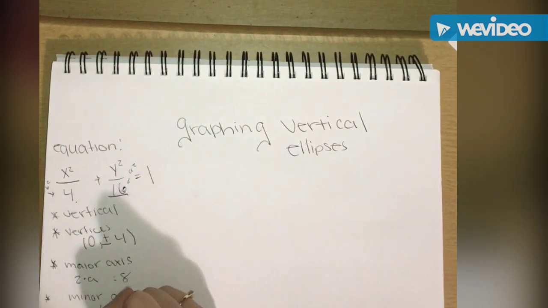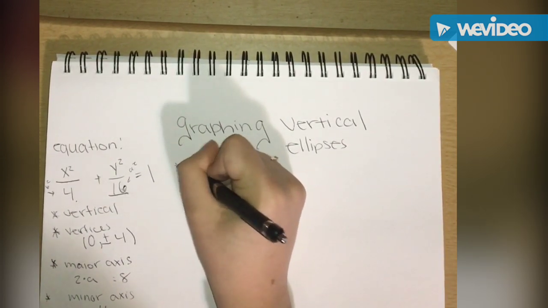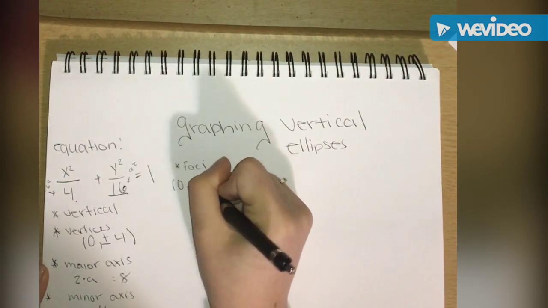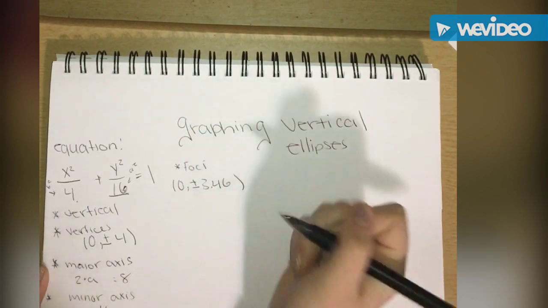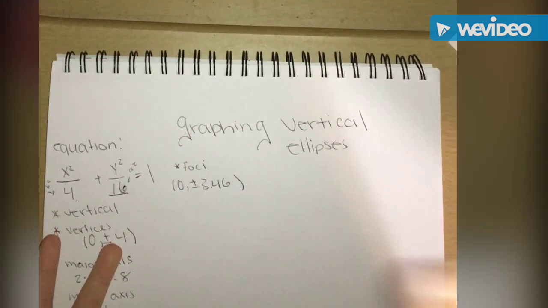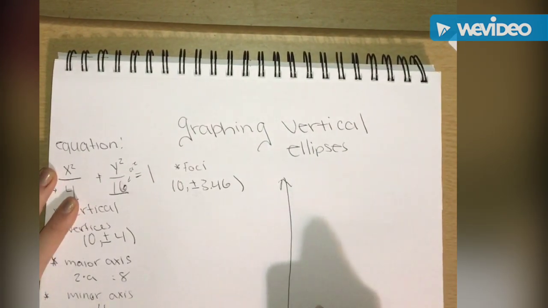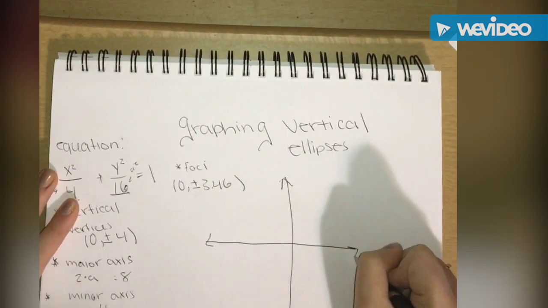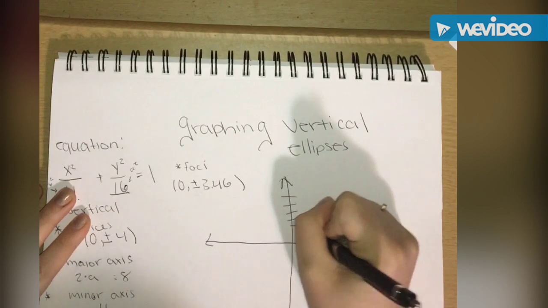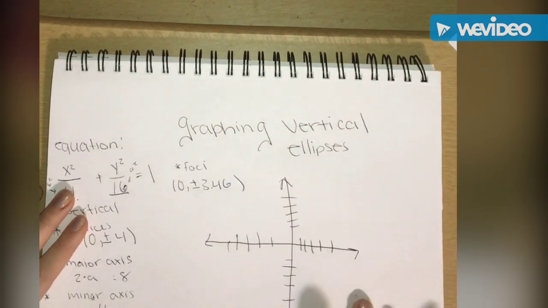And then we can do our foci next. We obviously do our c squared equals a squared minus b squared, and you'll get the same thing, which is 0 plus or minus 3.46. And then now you can graph it. It'll basically look like a flip-flop of the last equation, because that's essentially what it is. You can do about the same amount of tick marks on each side, or more if you'd like. Depends on how you like your scaling.